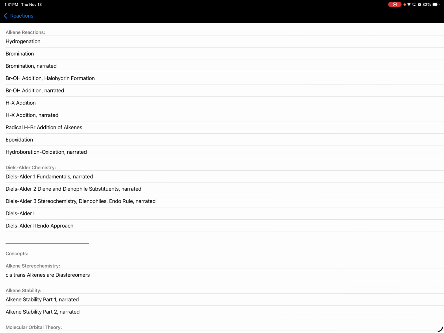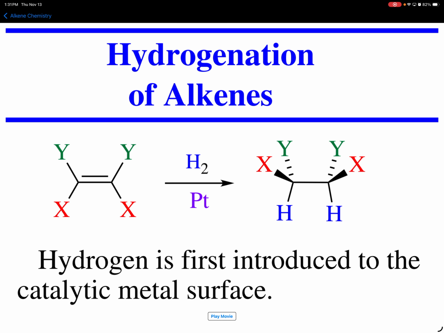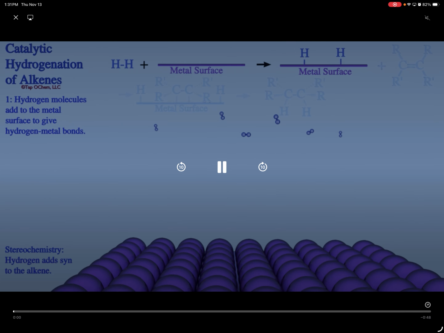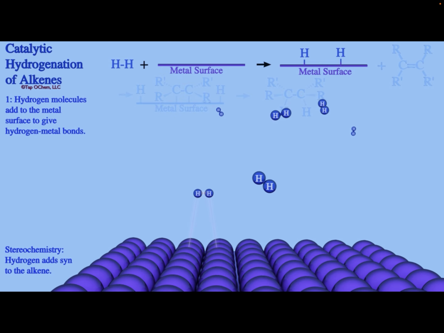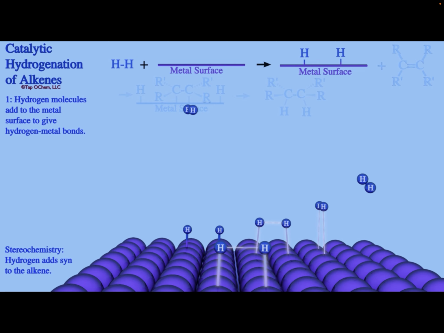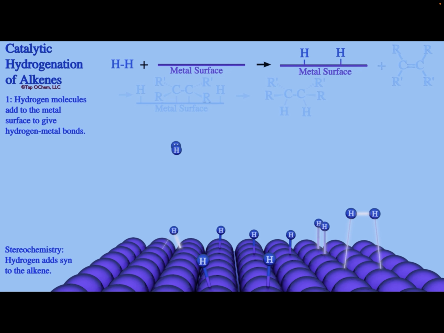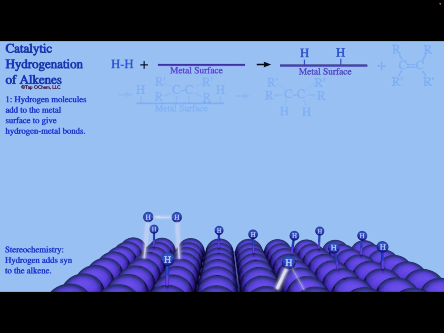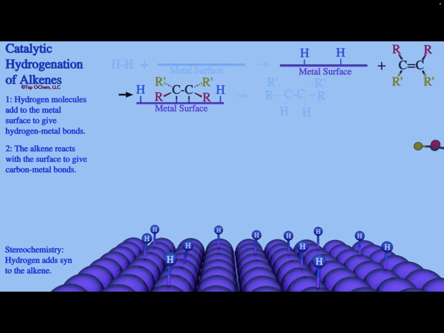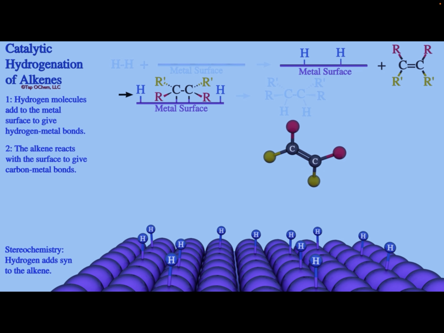All right, alkene chemistry, hydrogenation. So let's just play the movie here. Here's the metal surface. Let me just zoom out here. The hydrogen is going to bind there, okay? The hydrogen likes the metal. That's how hydrogenation usually works. So there's a bunch of hydrogen adhering to the surface. That allows the alkene, when it hits the metal, to immediately react, okay?